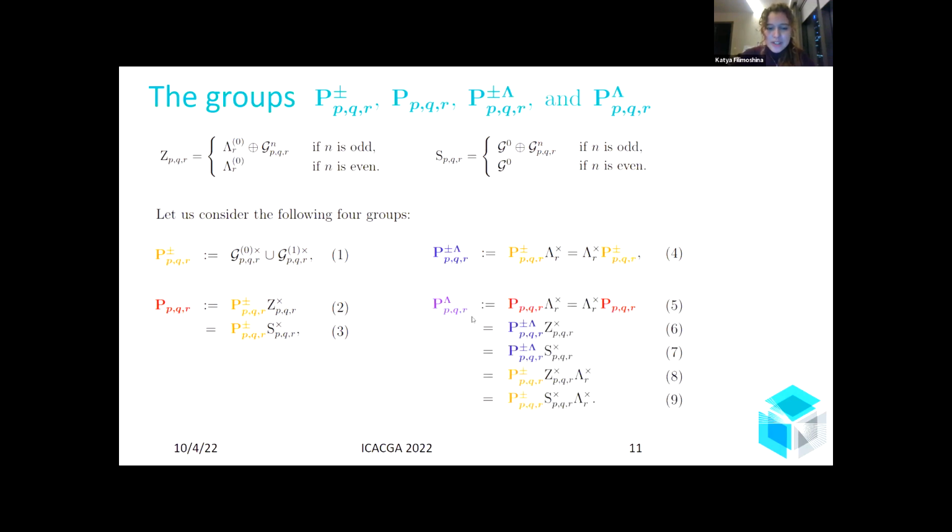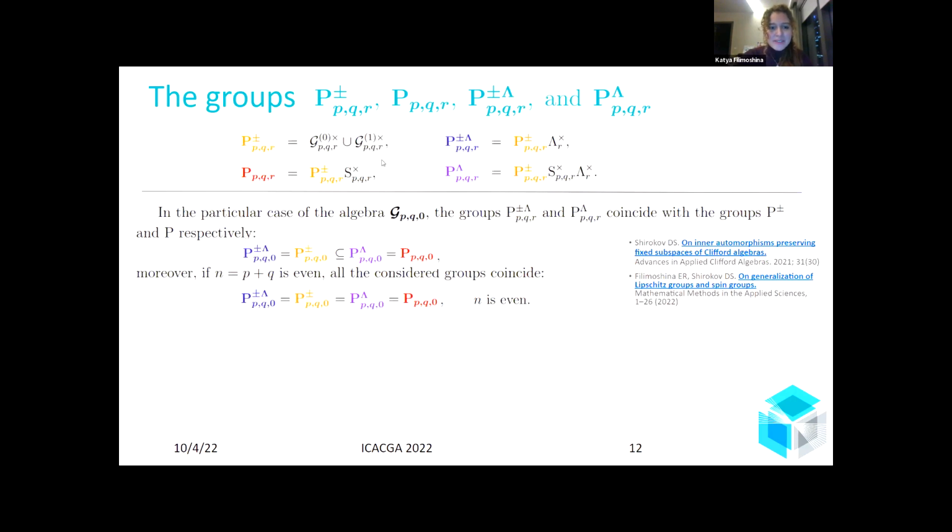And the fourth group is the purple one, P with the upper index lambda. We define this group as the product of the group P, the red one, and lambda. In other words, it is the product of the red group and the set of all invertible multivectors of the Grassmann subalgebra lambda R. Moreover, this purple group can be defined in other ways, using the blue group P plus minus lambda or the yellow group P plus minus. You can see these equivalent definitions of this group on the slide. So we introduced these 4 types of Lie groups.